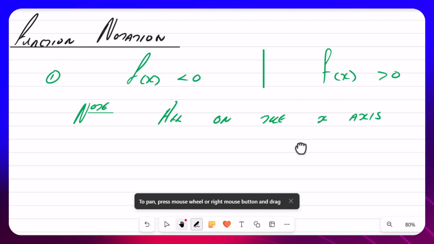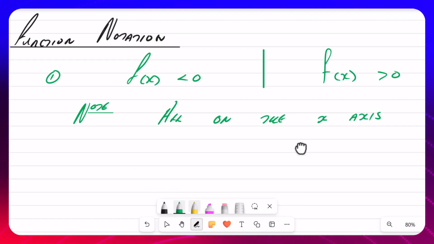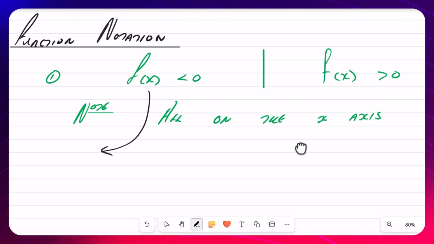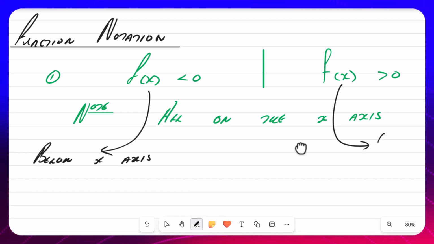Now, this means the first one, when you say it's all about the x-axis, it means that when you say that f of x is less than 0, we are specifically saying that this is going to be below the x-axis. And which also means that this one would mean that it is going to be above the x-axis. So it is always best that you remember that.